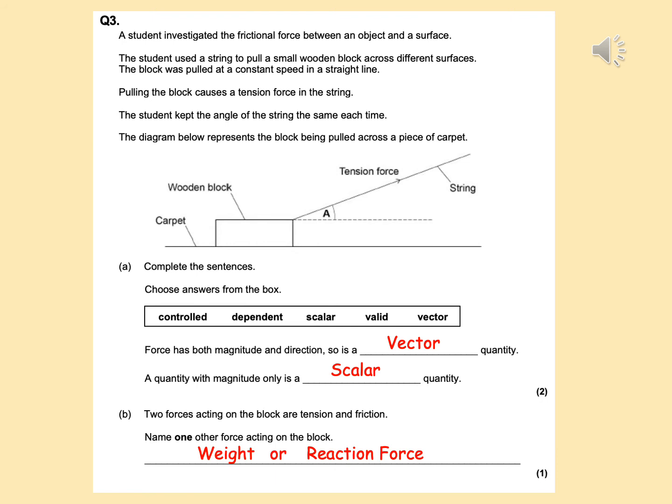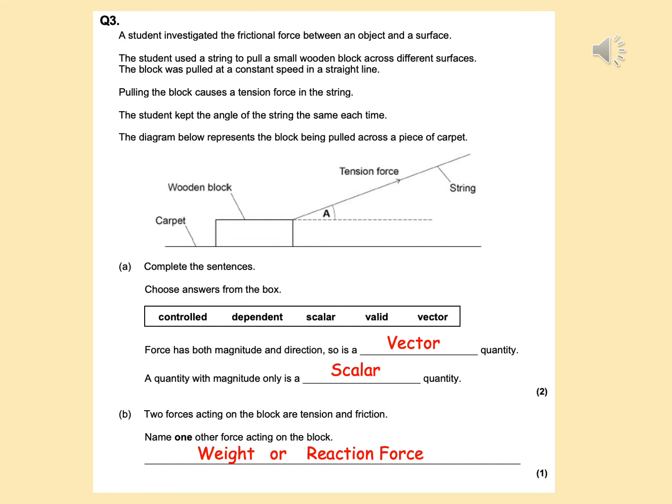Anything with magnitude and direction will always be a vector, and a quantity with magnitude only is a scalar quantity. Scalars will only ever have a value. They only have a magnitude. They have no direction. They can't be positive and negative. Only vectors can be positive and negative.